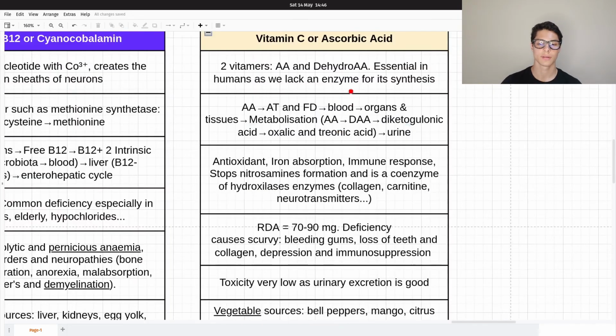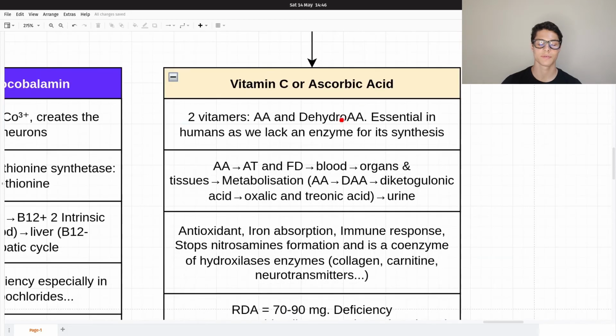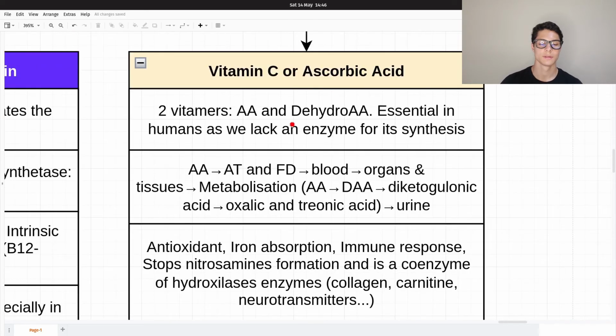And then as last hydrosoluble vitamin, we have vitamin C, or ascorbic acid. This is a very, very common, very popular vitamin. We all know this one. It has two forms, the ascorbic acid and the dehydroascorbic acid. It is essential in humans. Why? Because we lack an enzyme for this synthesis.